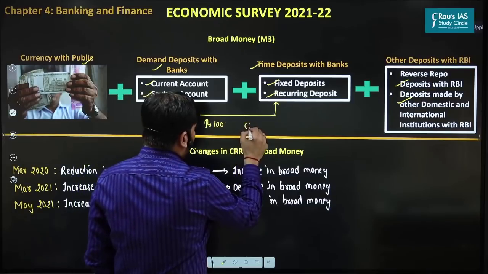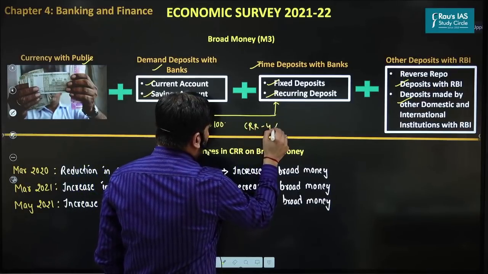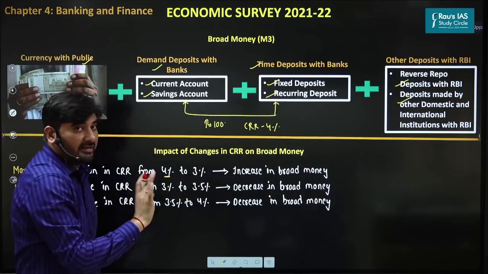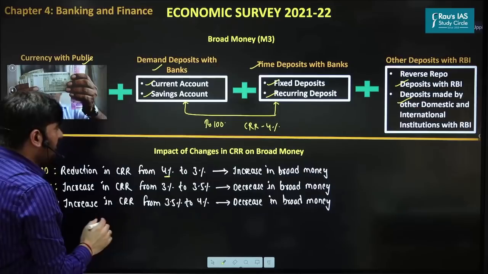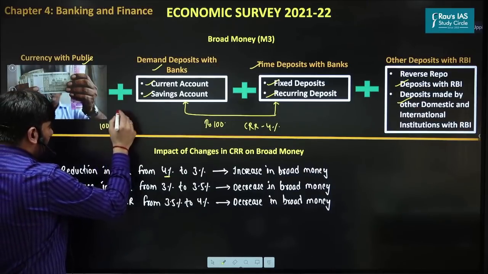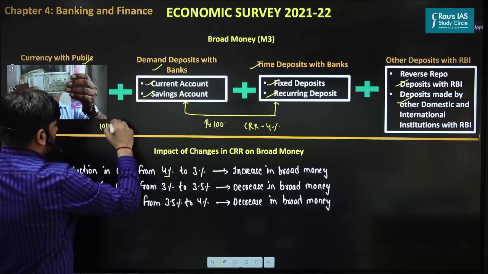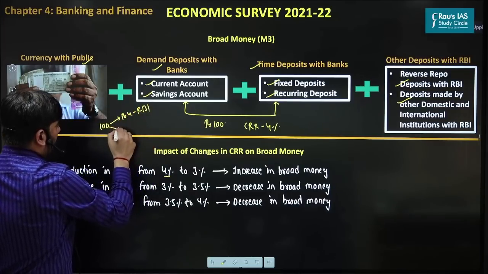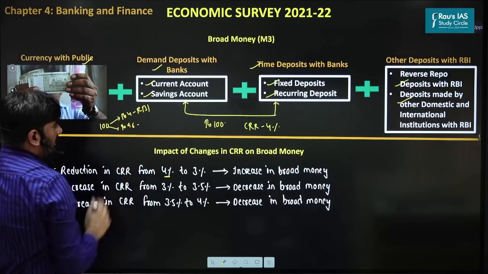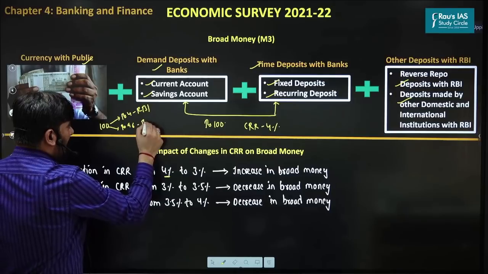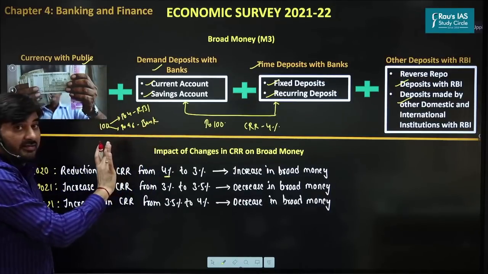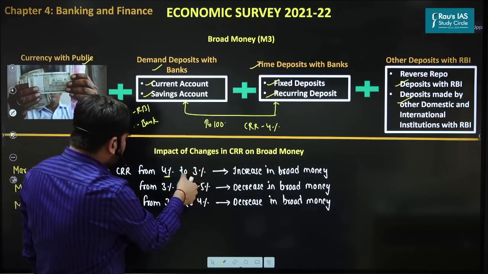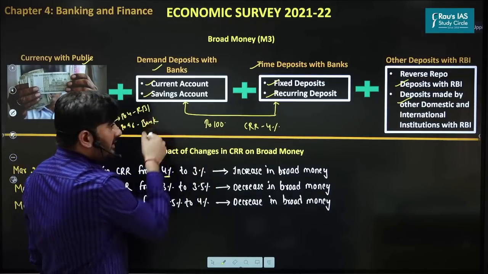And my CRR was initially 4%. Let's understand this. What does this mean? Out of 100 rupees of the deposits, 4 rupees they used to keep with the RBI. The remaining 96 rupees used to be with the bank itself. Got this? Now, this CRR has got reduced from 4% to 3%.